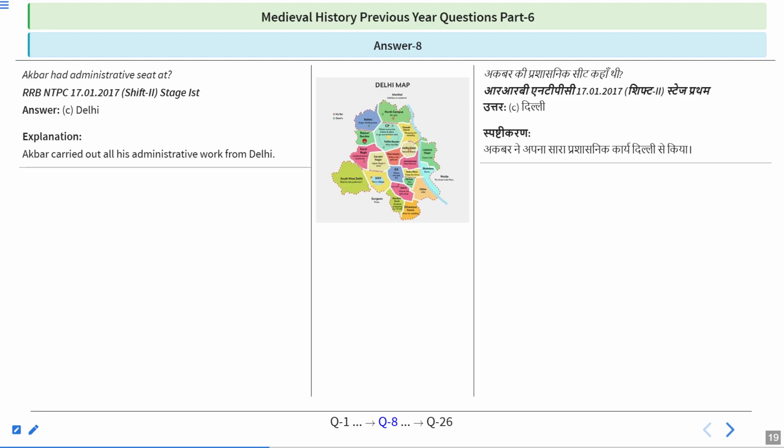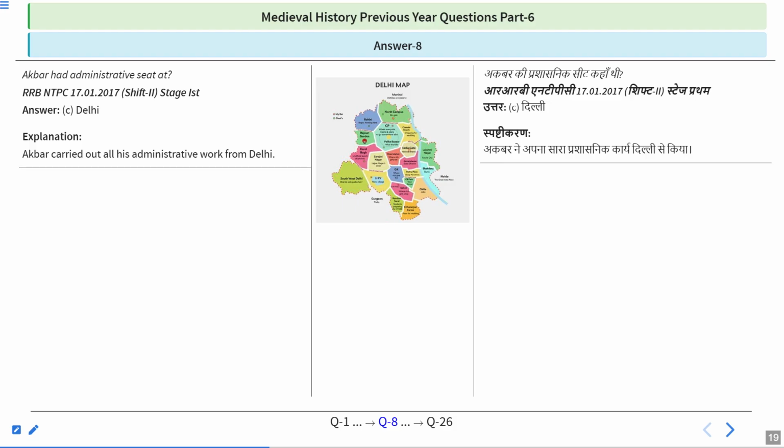So remember that properly, the capitals were three during Akbar's time: Agra, then Fatehpur Sikri, and then Lahore. But if we talk about where the administrative seat of Akbar was, Akbar carried out all his administrative work from Delhi. So Delhi was the administrative seat. All types of administrative work were handled at Delhi. And the three capitals that were shifted during his time because of expansion and other reasons were Agra, Fatehpur Sikri, and then Lahore.